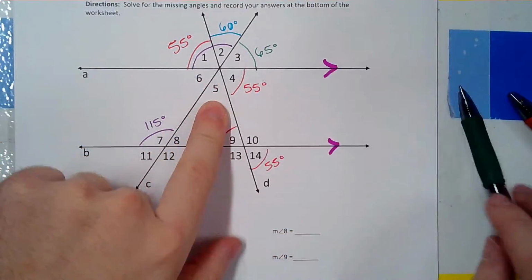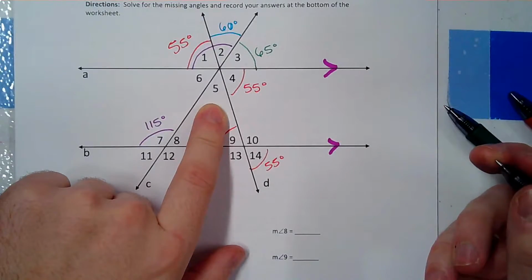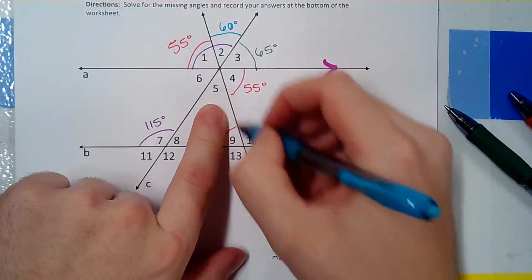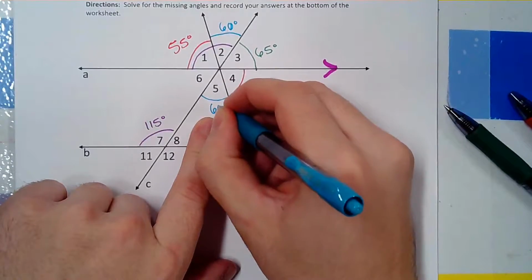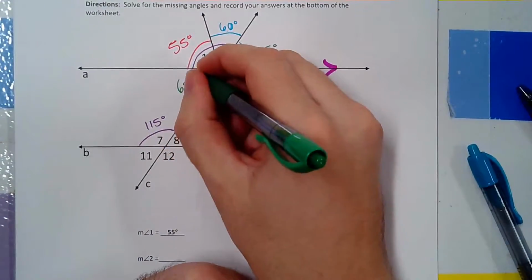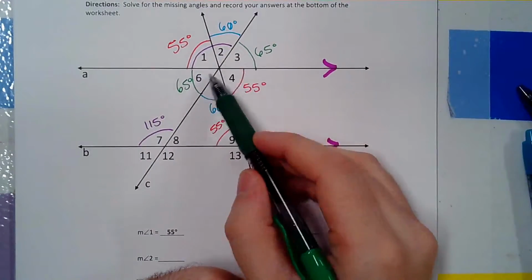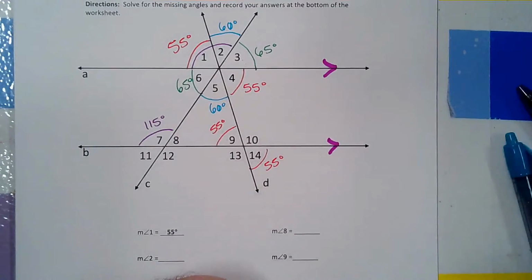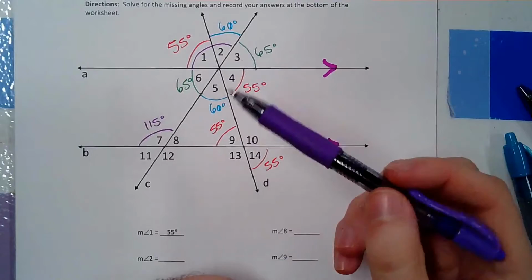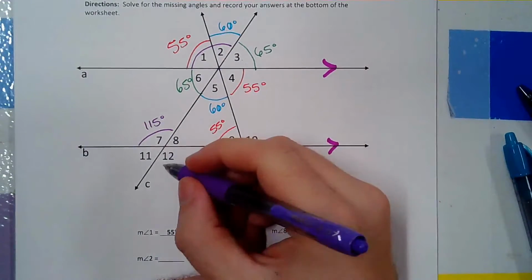Do we know what angle 5 is? 60, vertical angles, right? There's the scissors. That means this must be 65. That's what's left over, right? Again, vertical angles works as well. Back to purple. 115. See any other 115s? 12. Vertical angles, right?